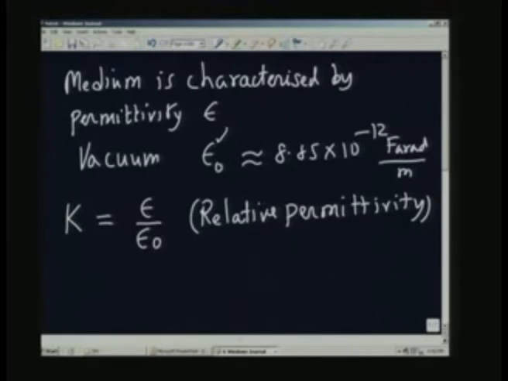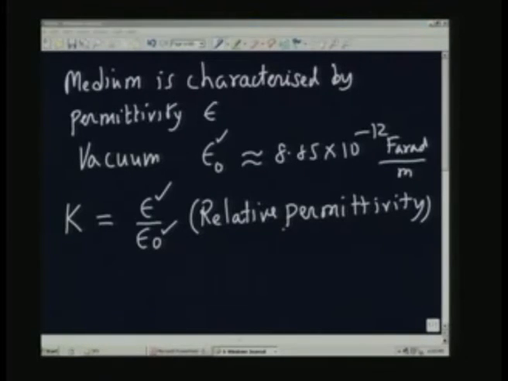This epsilon naught occurs in the fundamental law which gives forces between two charges. It comes from the equation of electrodynamics. So, we will not go deep into the details of that. We just want to have just enough understanding of what we are doing. So, the k is a relative permittivity, that means it compares the value of the epsilon for the medium with epsilon naught for vacuum.